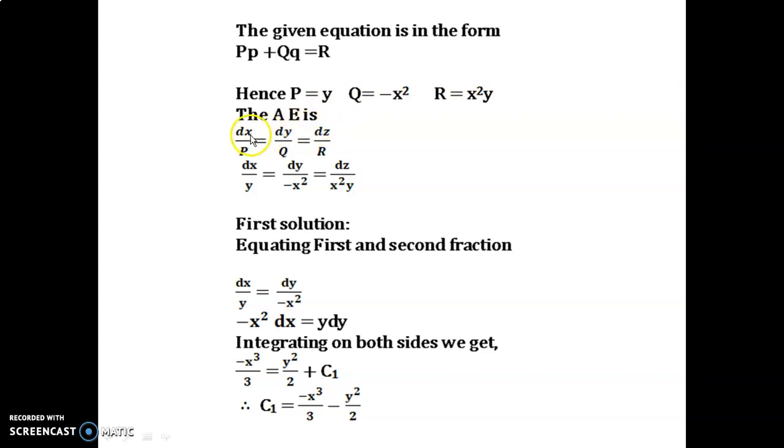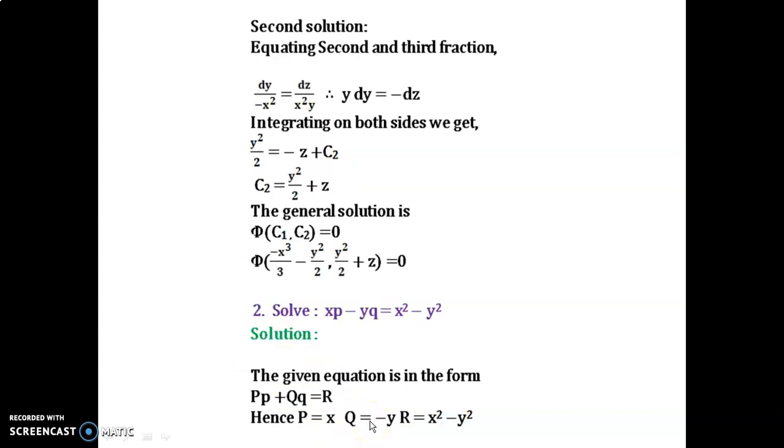The auxiliary equation is, substitute P, Q, R, we get dx upon y, dy upon minus x square, dz upon x square y. So first solution, equating these first two fractions, we get dx upon y equal to dy upon minus x square. Considering these first two fractions, minus x square dx, this minus x square goes to LHS, equal to y dy. Integrating on both sides, we get minus x cube by 3 equal to y square by 2 plus c1. Thus, this is first solution c1 equal to minus x cube by 3 minus y square by 2.